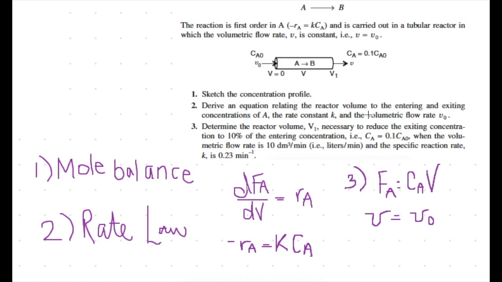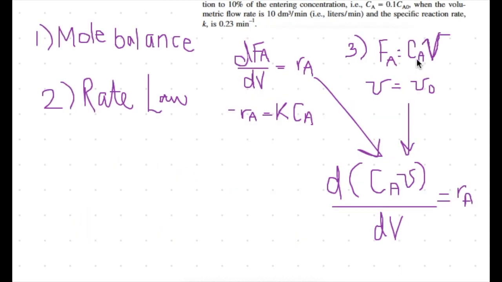We want an equation that relates the reactor volume to the entering and exiting concentrations of A. Right now, our mole balance is in terms of flow rate, not concentration. So that does give me a hint that I should probably substitute Ca times V0 instead of Fa. Once I substitute in the equation for Fa, I obtain Ca times V0 in my numerator. We know that our volumetric flow rate is constant, so our initial volumetric flow rate is equal to the volumetric flow rate anywhere inside our reactor.